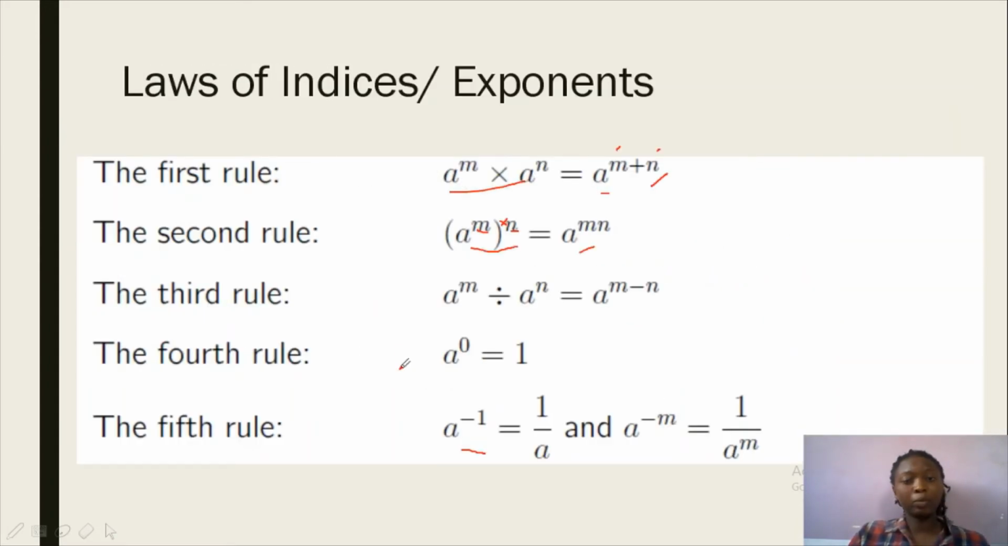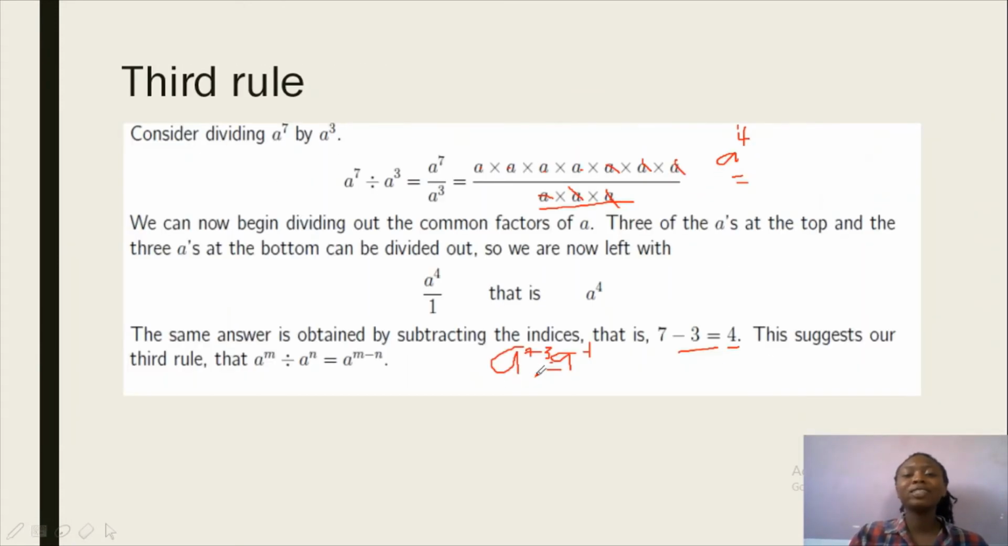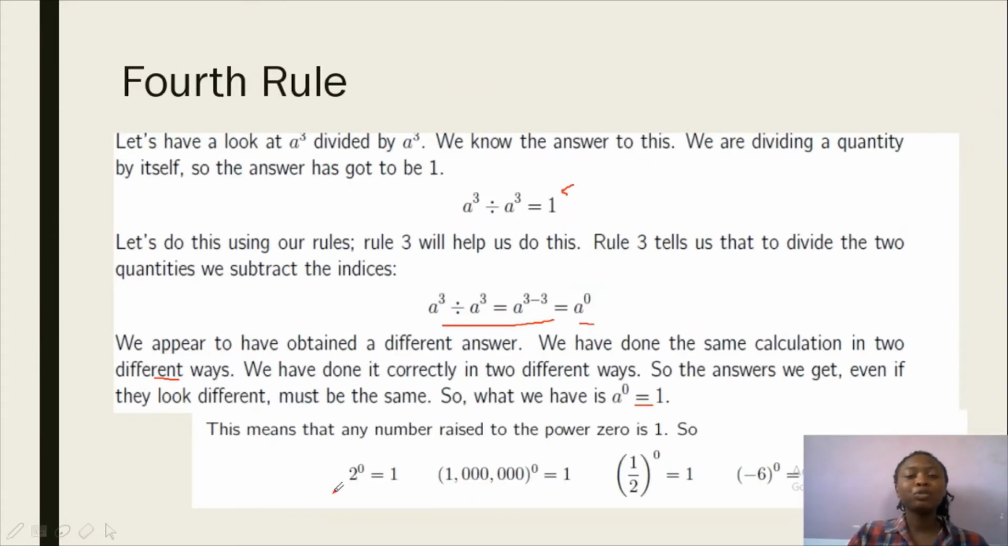So from here, the fourth rule says a raised to the power 0 should be 1. So me myself raised to the power 0, I am 1. Anything raised to the power 0 is 1. So 2 raised to the power 0 is 1. 1 million raised to the power 0 is 1. 1 over 2 raised to the power 0 is 1. Negative 6 raised to the power 0 is 1. Anything raised to the power 0 is 1. Fourth rule. Okay.